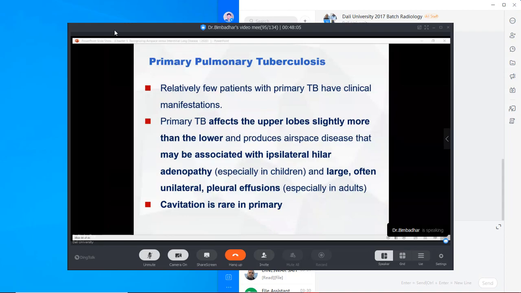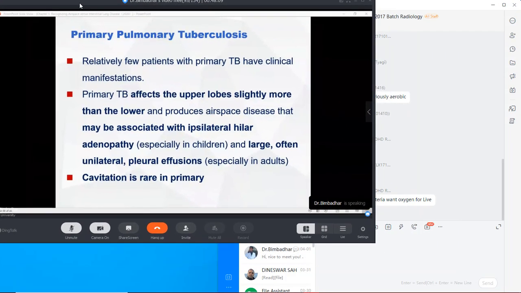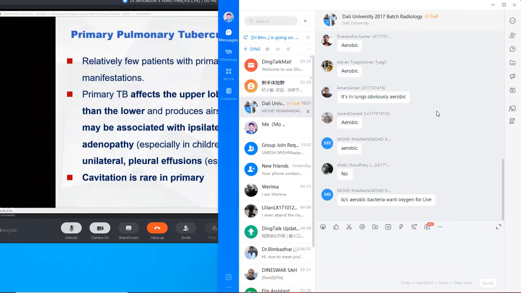Okay, then do one thing. Let me give you a homework. Try to find out the classification of tuberculosis. Try to find out what exactly it is, aerobic bacteria, anaerobic bacteria. Get back down to your pathology textbook and try to learn about the complete pathophysiology of tuberculosis.